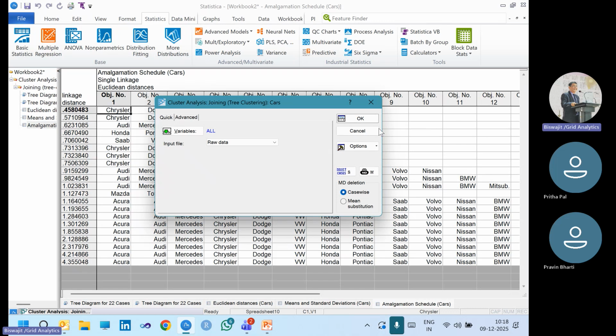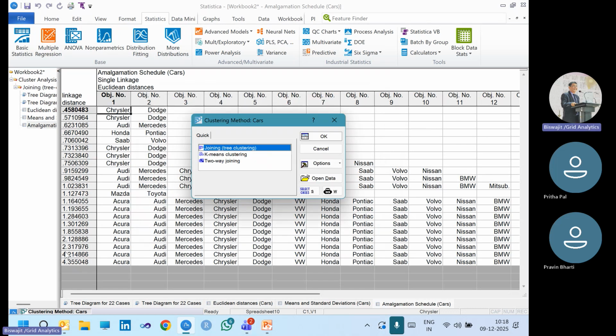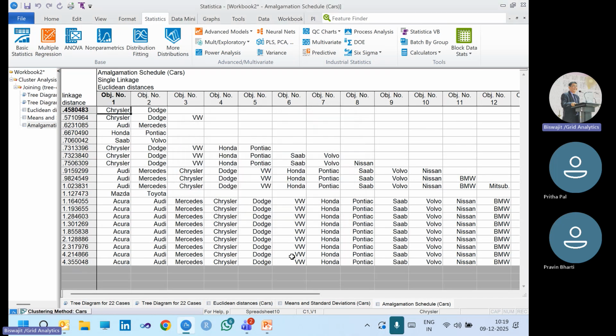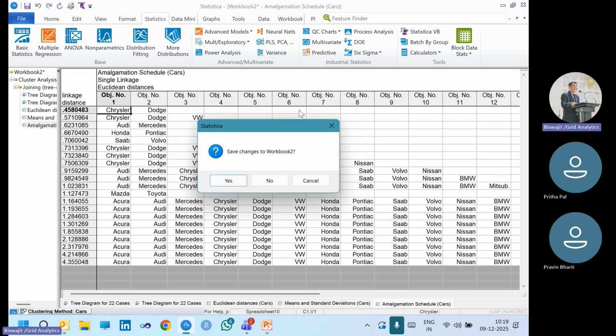In addition to that, as Statistica supports three widely used clustering techniques, now we will be dealing with the k-means clustering. What do we mean by k-means clustering? In what situation do we apply k-means clustering?